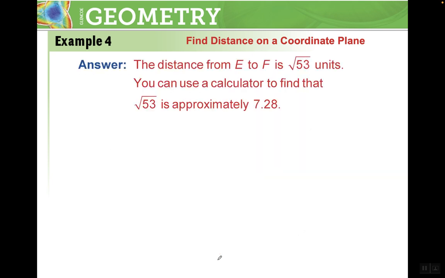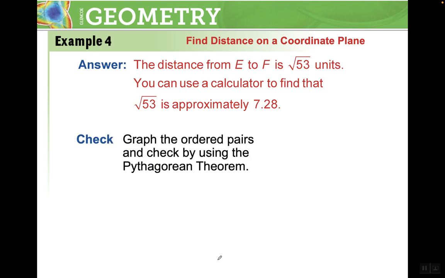So it's approximately 7.28, but like I said, you can just leave it as square root 53. I think in my answer book I have both, possibly. Here's what I want you to pay attention to, because it's for your reflection.